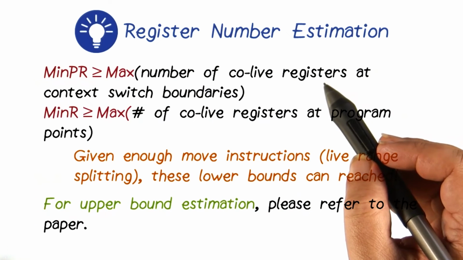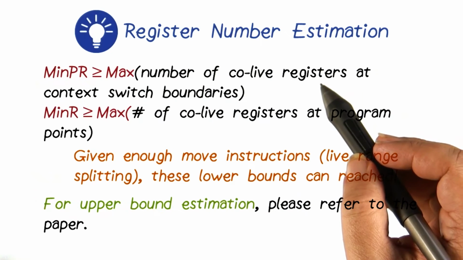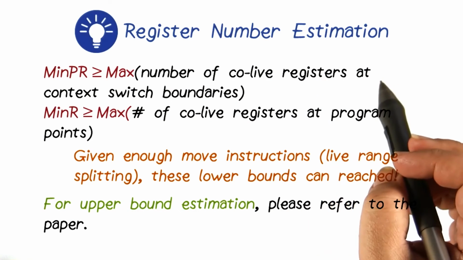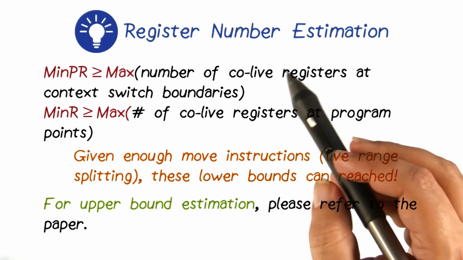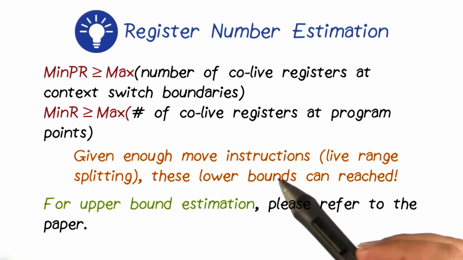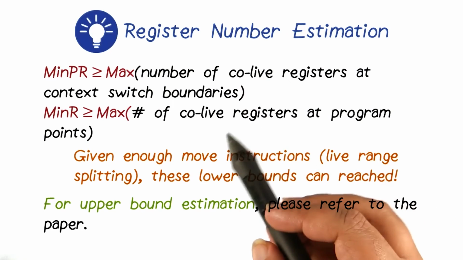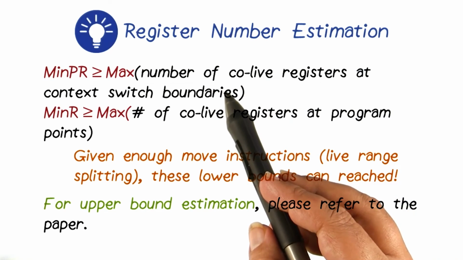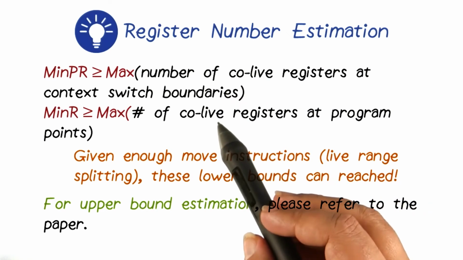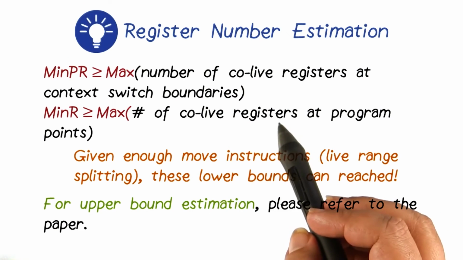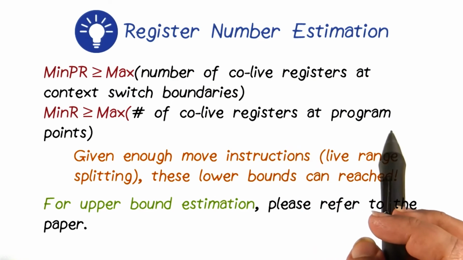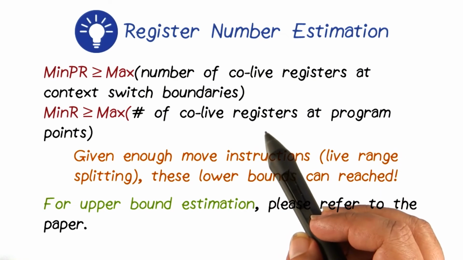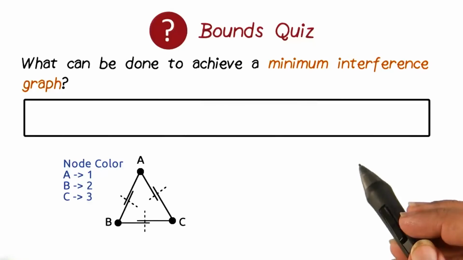So these things are found by simply finding out the maximum number of co-live registers at context switch boundaries. That is equal to the total number of minimum private registers we'll need, otherwise there will be a spill, because we must hold all of these together in the private registers. And then the min R is the total number of live registers at program points. Again, this indicates the maximum register pressure that is present.